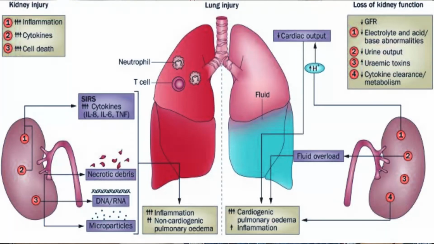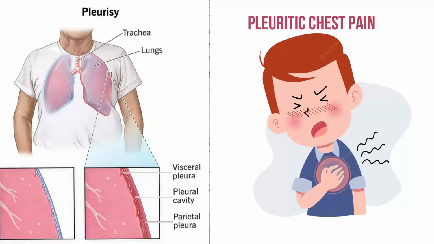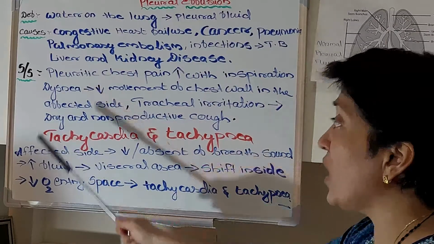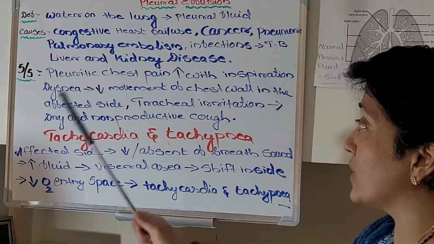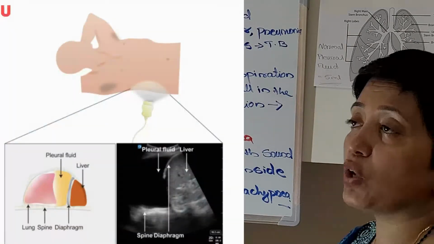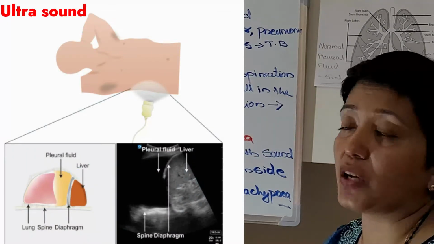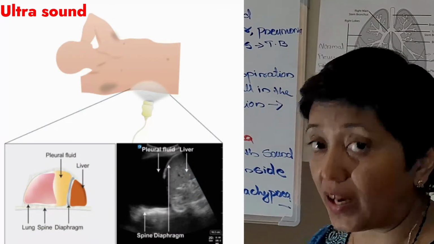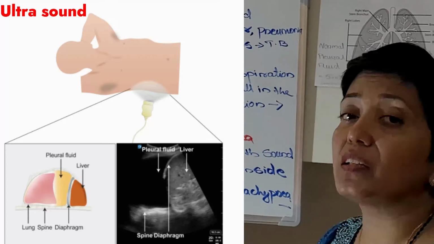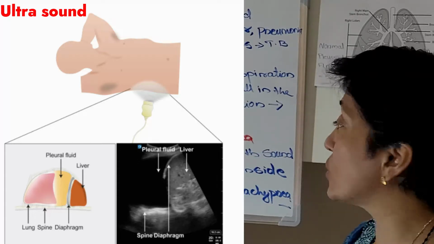What are the main signs and symptoms of pleural effusion? Pleuritic chest pain. Pleuritic chest pain means a chest pain that increases with inspiration. That is called pleurisy or pleuritic chest pain. And then dyspnea, which is breathing difficulty, and decreased movement of the chest wall on the affected side. Usually when we do the ultrasound, we can see which part this fluid is getting collected, either right or left. If the left side is affected, the movement of the left side of the lungs will be less.